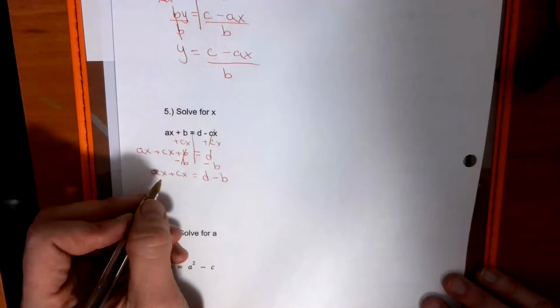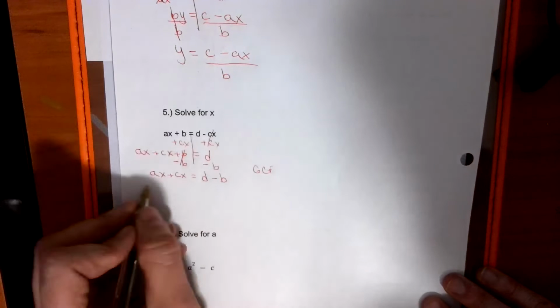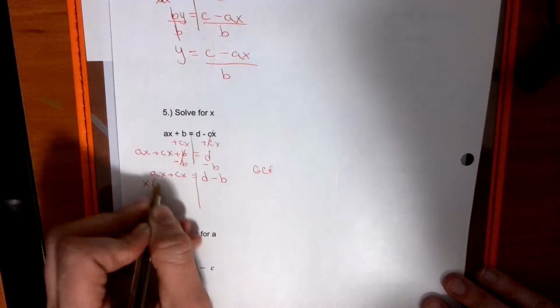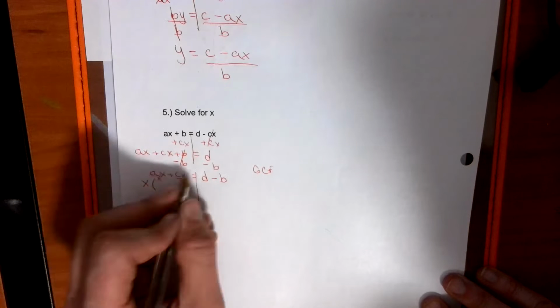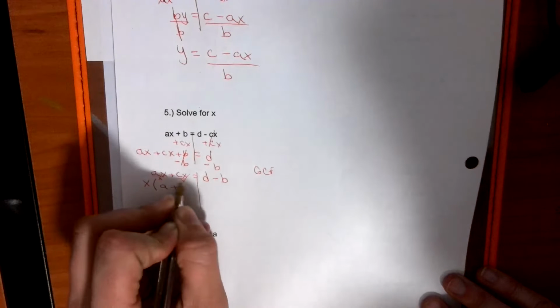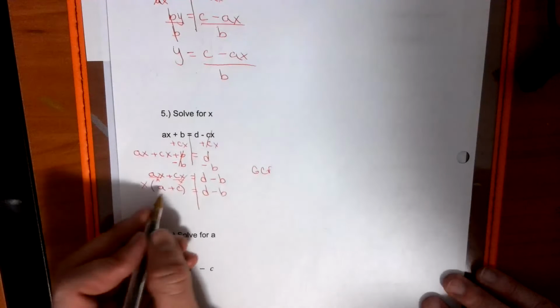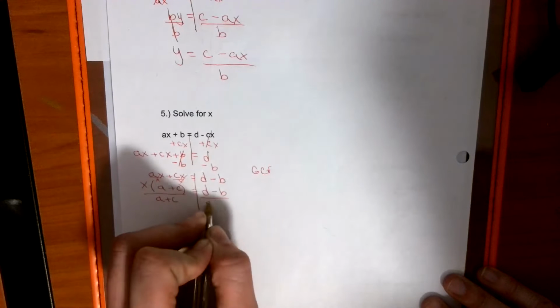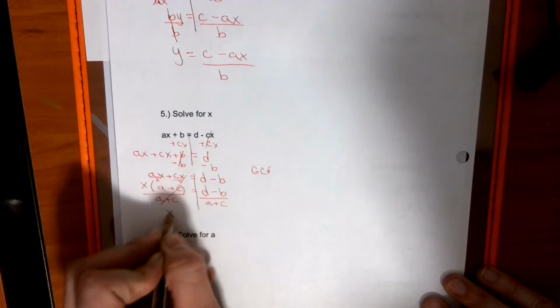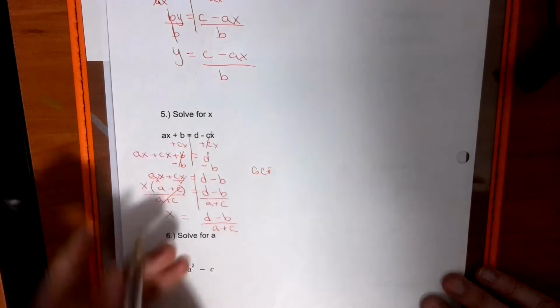Well, I've got x's here again, so we're going to look at a thing called greatest common factor. These two have an x in common, so I'm going to pull it out. If I take the x out of this by division, I'm left with a plus c inside. And now I've got to get the x by itself, so I'm going to divide by the thing touching the x, which is the a plus c. So x equals d minus b over a plus c. Looks weird, but that's what we do.